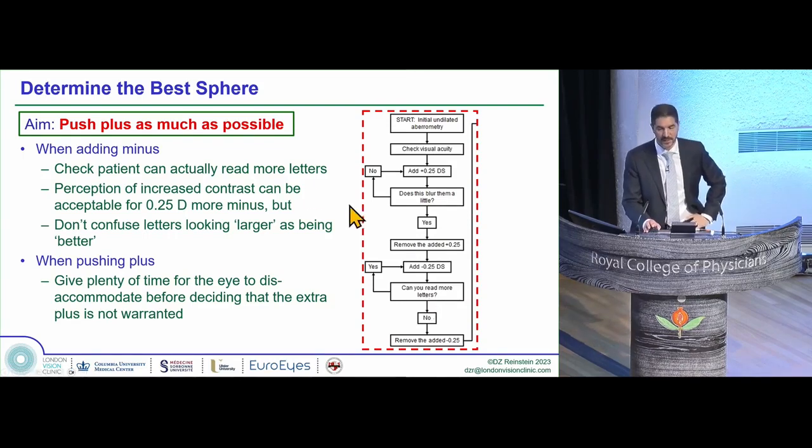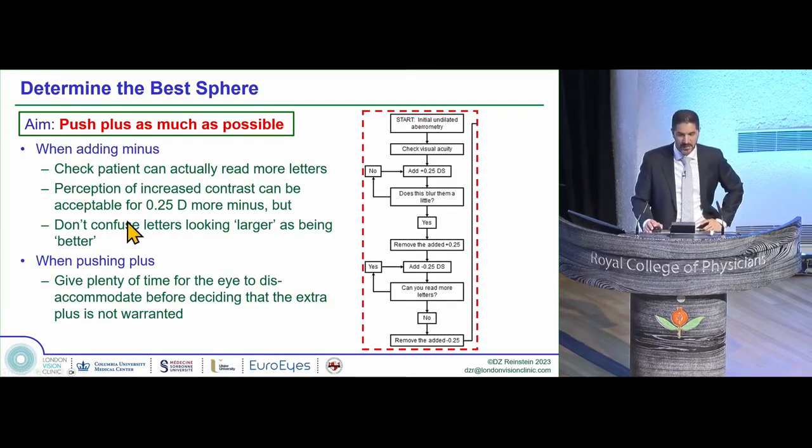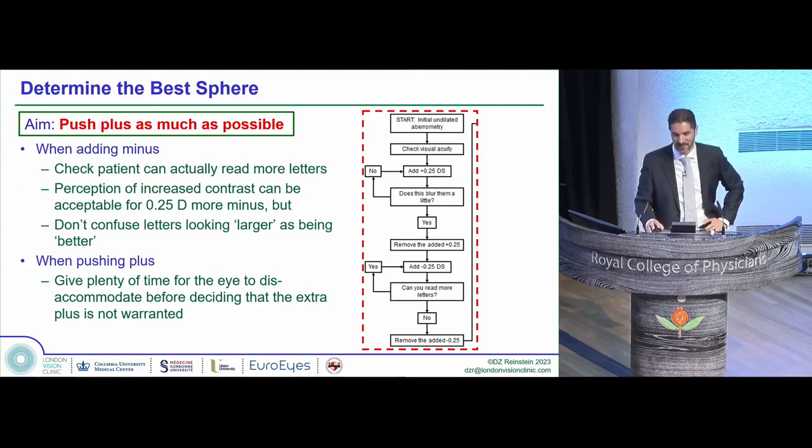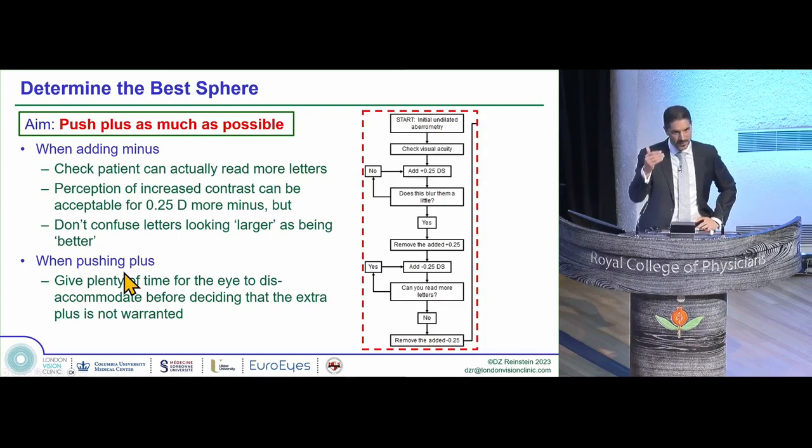They can read more letters. As we see on this side, sometimes people see a bit more contrast, but they can't actually read more. You're looking for the maximum plus in terms of visual acuity. So don't confuse the letters looking larger as being better. And the second thing is when you push plus, you've got to give the eye a little bit of time to disaccommodate. If you flick it in the lens, they often go, whoa, that's blurry. And you say, just give it a few more seconds. Can you still see that line? And, oh yeah, hang on, there we go.